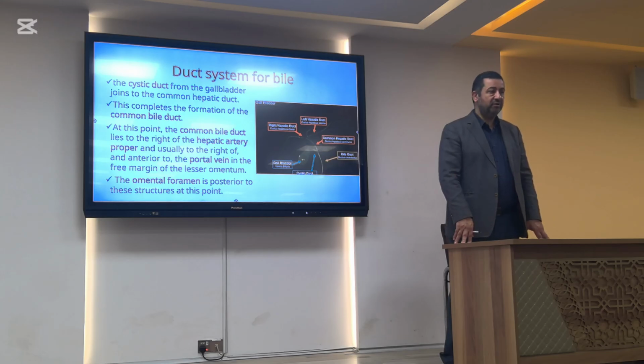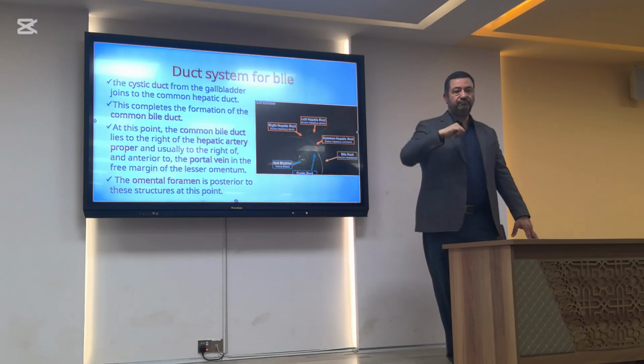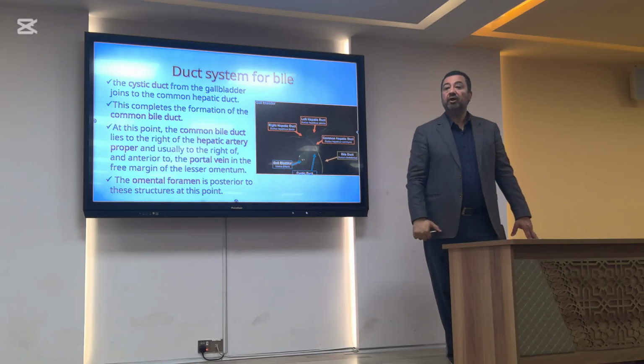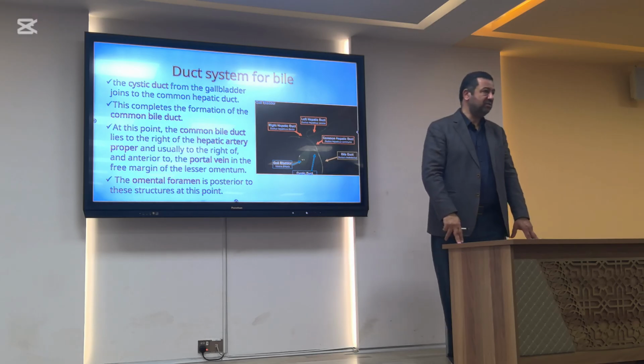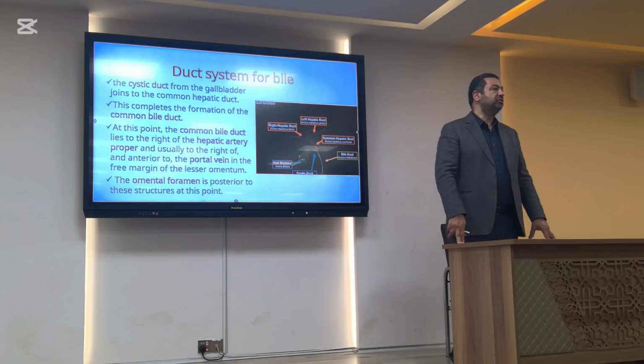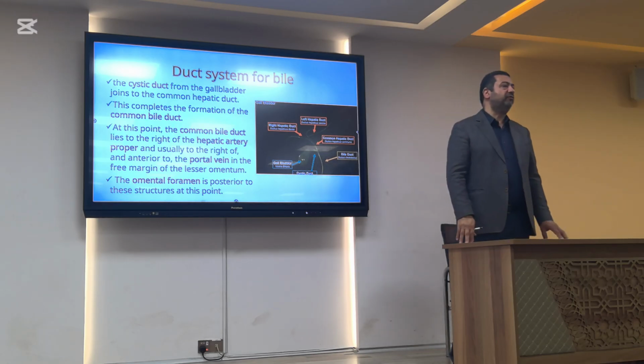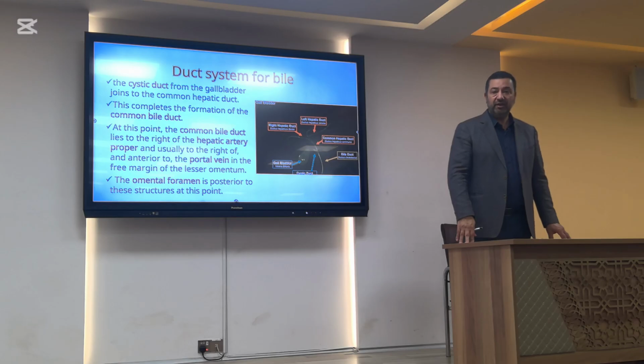Which structure is the superior border of Winslow's foramen? Caudate process. Which structure is the inferior border? First part of the duodenum. Which structure is the posterior border of the omental foramen? Inferior vena cava. And the anterior border is formed by the free border of the lesser omentum.